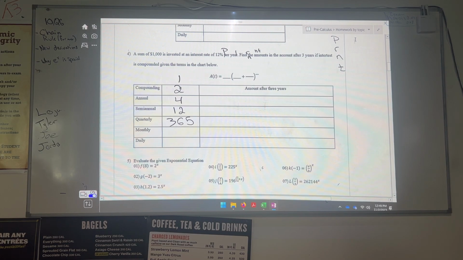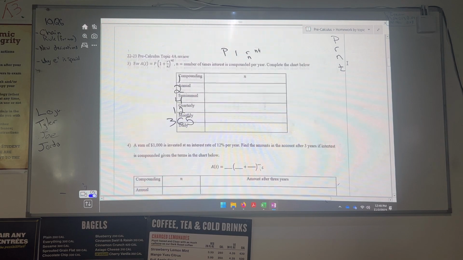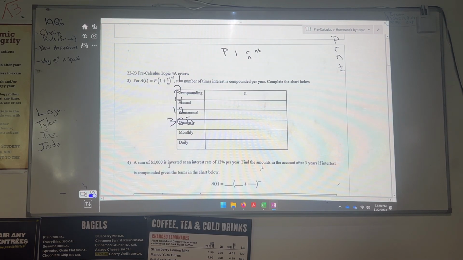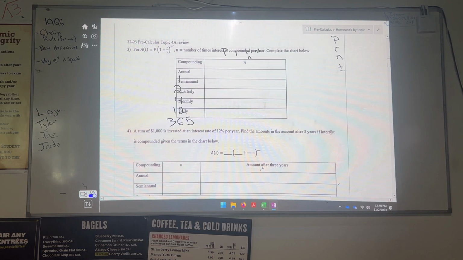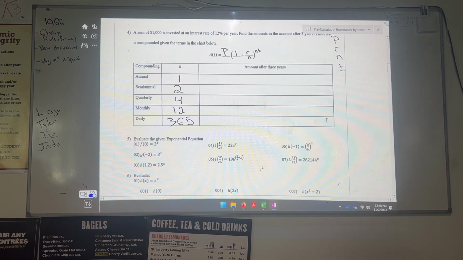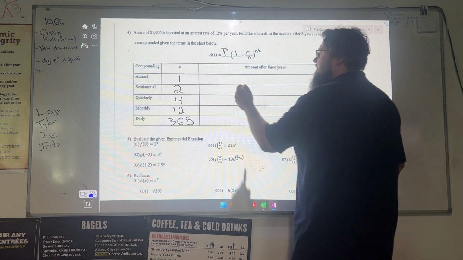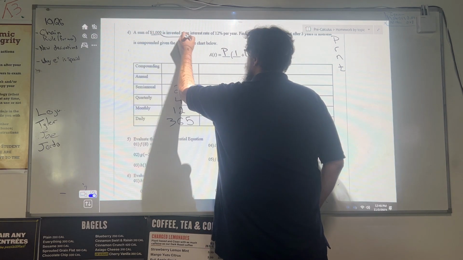Jackson, pick somebody to read the question that's completely obscured. We'll put it down here. Austin, read this one for us, number 4. Black and white colorblind would be rough. Oh, yeah, you guys have it on your laptops. What is number 4's question, sir? Sum of $1,000 invested at a rate of 12% per year. Find the amount in the account after 3 years of interest compounded.